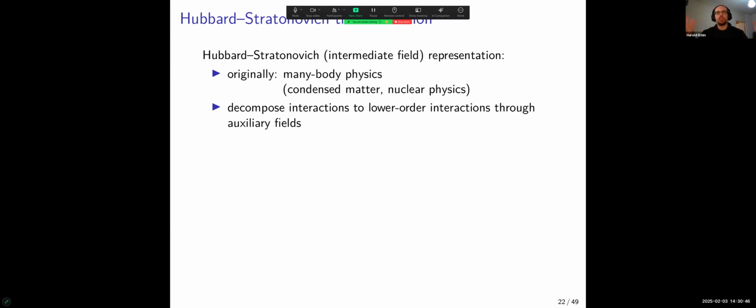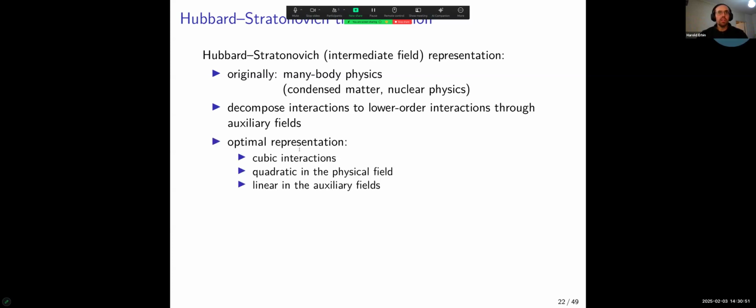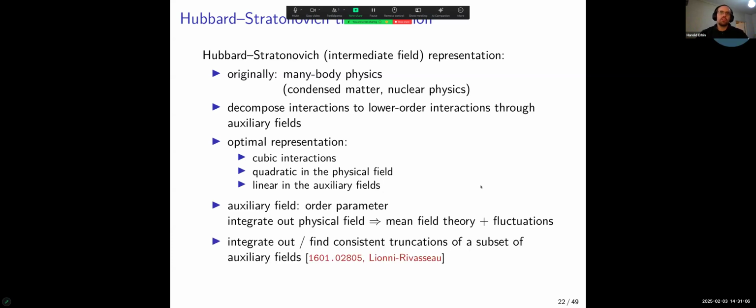It's not just that you get something simpler in terms of the order, but you can do even more. The optimal representation, which you get from Hubbard-Stratonovich, has only cubic interactions. It's quadratic in the physical fields and linear in the auxiliary field. Then it's very interesting because the auxiliary fields you can interpret as order parameters. For example, if you just get phi^4, with the auxiliary field sigma, if you set it to a constant, you reproduce mean field theory where sigma is a magnetization parameter.